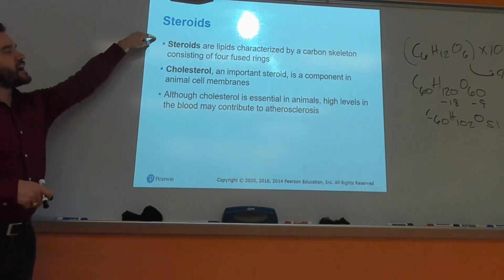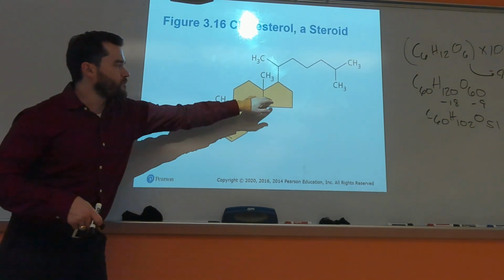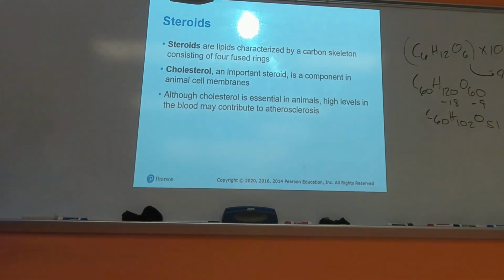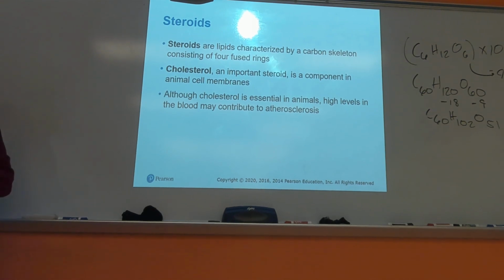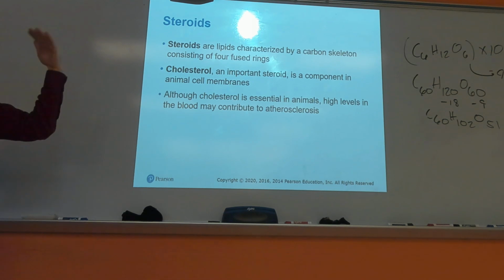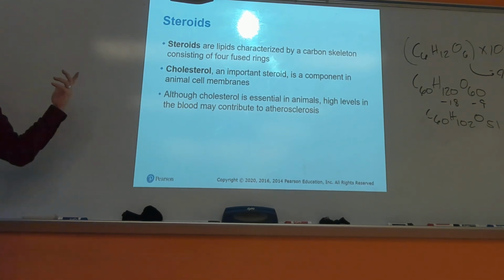So steroids are 4 fused rings: 1, 2, 3, 4. The exact number is not really as important until you get to a biochemistry class where you have to be able to draw it, but just know it's got the rings on it. And then cholesterol is an example of a steroid. So steroids are the general classification, and cholesterol is an example of it. Cholesterol is actually really important in cell membranes. It helps space apart the phospholipids so they're not as packed together, so the membrane is a little more fluid.